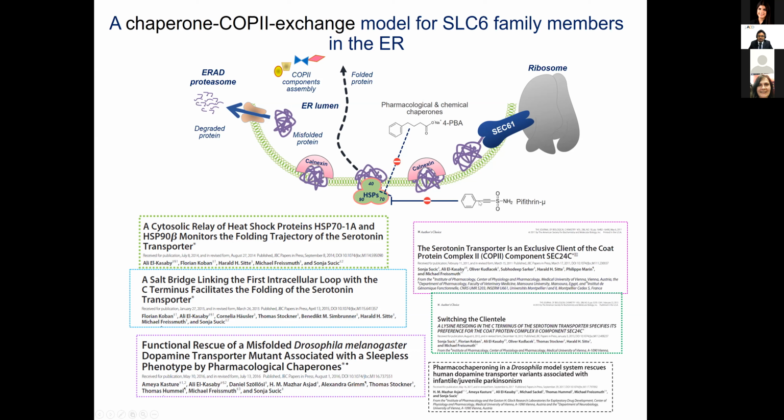So for example, we have an inhibitor of this HSP70, such as pifithrin mu, or we allow the protein to fold properly by introducing 4-PBA in the system, which could also inhibit the HSP70 and which could also bind to these proteins in order to help them further stabilize the conformational states. So this was the chaperone-COPII-exchange model, which we validated in a number of publications.